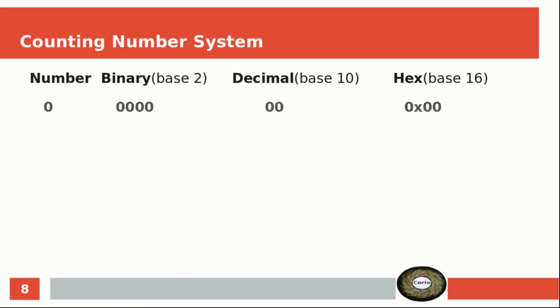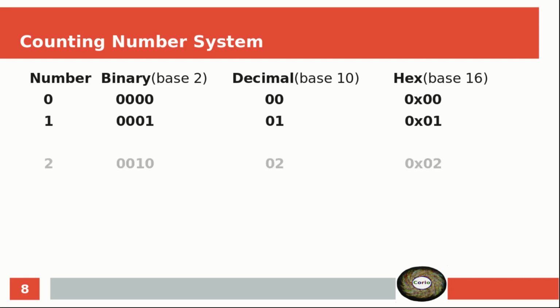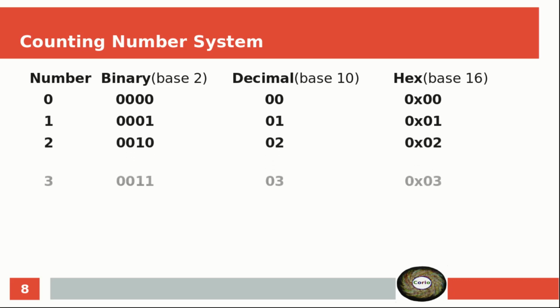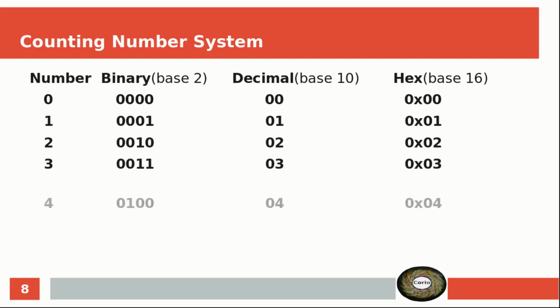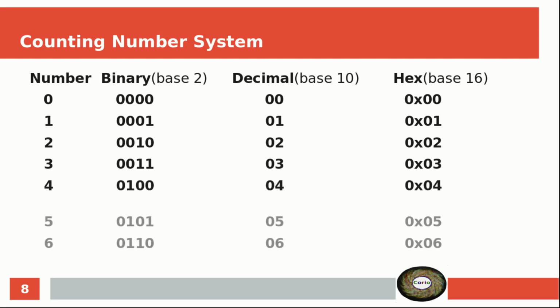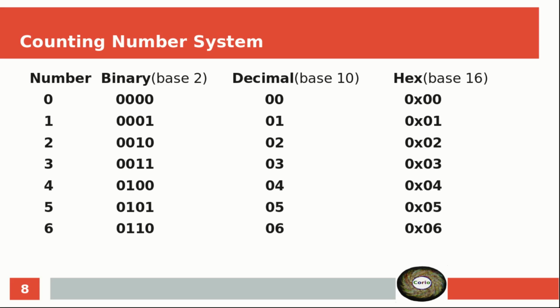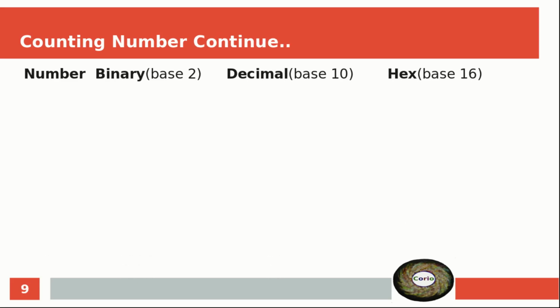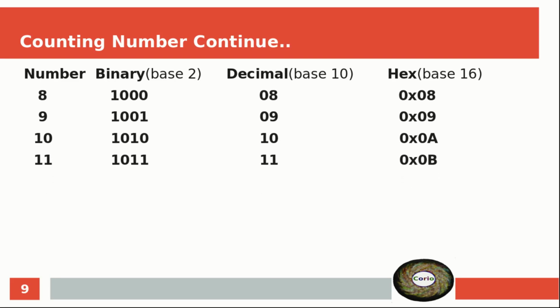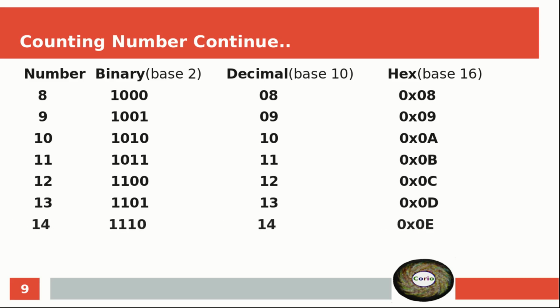Together we count number system in binary and hexadecimal. 0 is binary 0000. 1 is binary 0001. 2 is 0010. 3 is 0011. 4 is 0100. 5 is 0101. 6 is 0110. 7 is 0111. 8 is 1000. 9 is 1001. 10 is 1010. 11 is 1011. 12 is 1100. 13 is 1101. 14 is 1110. 15 is 1111.